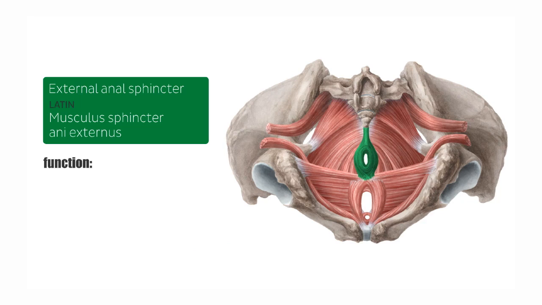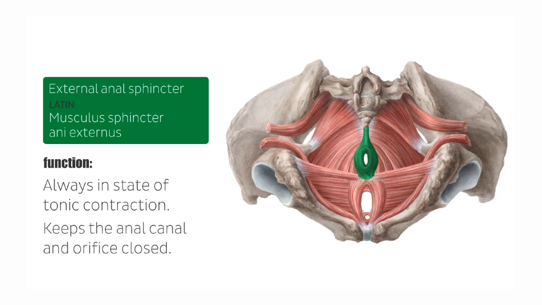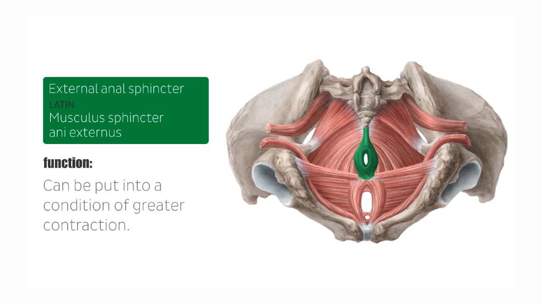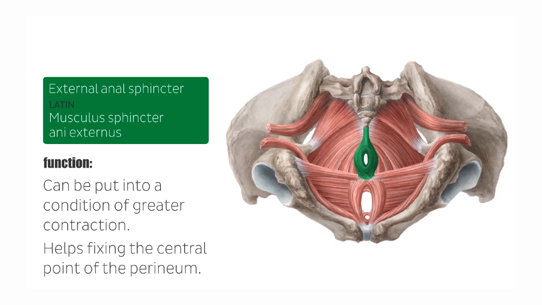It is like other muscles, always in a state of tonic contraction, and in the presence of no antagonistic muscle, it keeps the anal canal and orifice closed. So this is important to also add here to the list of functions. Another thing that is worth mentioning is that it can be put into a condition of greater contraction voluntarily, so it can more firmly occlude the anal aperture. And due to its fixed point at the coccyx, it can help fix the central point of the perineum so that the bulbocavernosus may act from its fixed point.